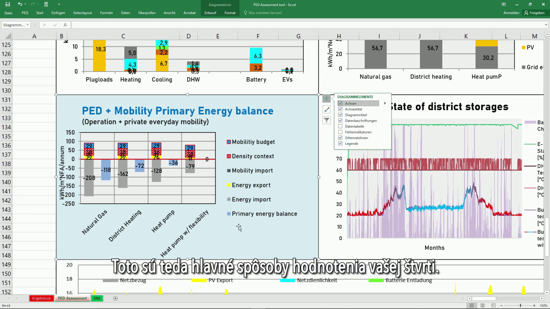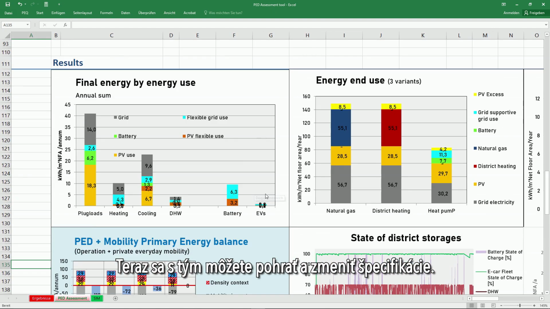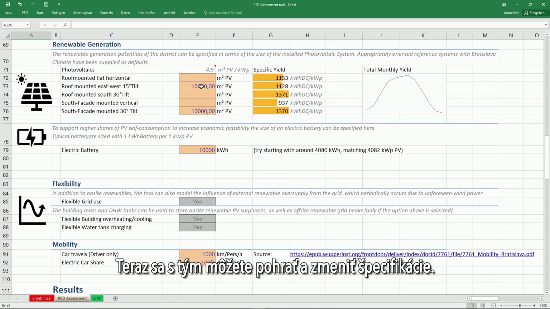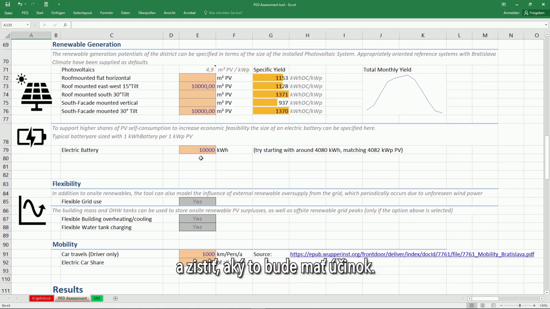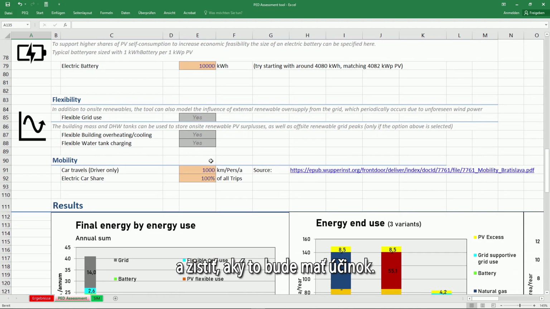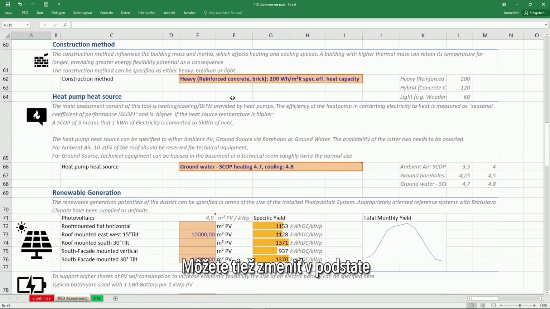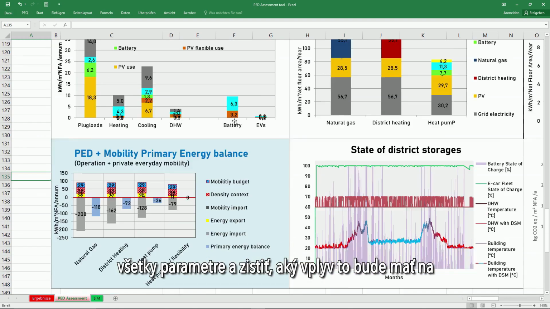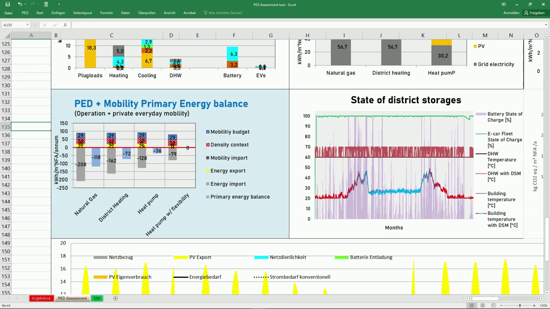So these are the main ways to assess your district. You can now play around and change the specifications here. You can increase the photovoltaic system, you can increase the batteries, etc., and see what effect that has. Also, you can switch out basically all the parameters and see the effects on the resulting energy balance.